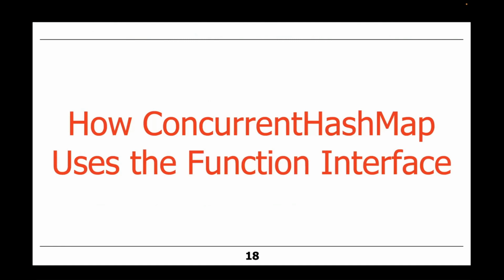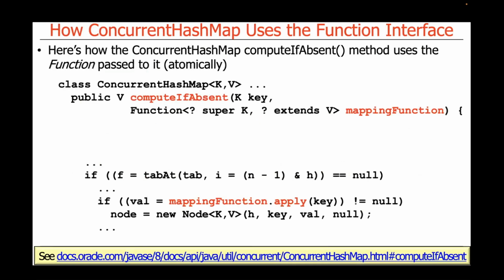So let's take a look and see how ConcurrentHashMap uses the Function interface internally. So here's the computeIfAbsent method, which is one of the methods defined on ConcurrentHashMap. And you can read more about this method at the link at the bottom of the slide. And as you'll see, it's passed in a mapping function.